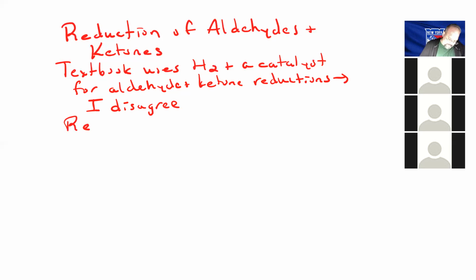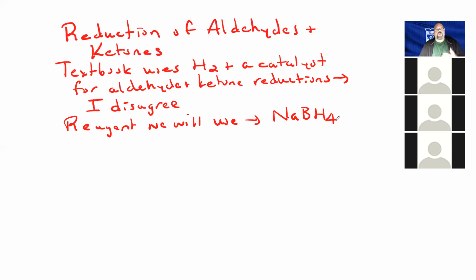So the reagent that we will use, and the textbook does make reference to this as well, is a compound known as sodium borohydride, which has the chemical formula of NaBH4. So going forward, as you saw in the notes and as we do examples tonight, you're going to see me using NaBH4. But when you did the homework and you came across H2 and a catalyst, hopefully you recognize that as also aldehyde and ketone reduction, but you won't see me use that. You're going to see me use sodium borohydride.